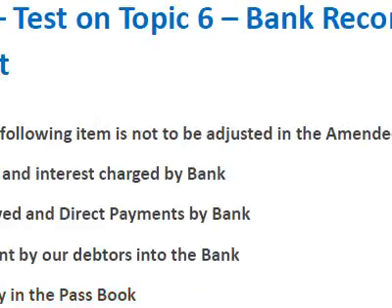Next, which of the following items is not to be adjusted in the amended cash book? Bank charges and interest charged by the bank. This entry should be made in the cash book. Interest allowed and direct payments by bank. This should also be made in the cash book. Direct payment by our debtors into the bank. Yes, this should also be entered in the cash book. Option D, a wrong entry in the passbook. So an error by the bank will not be adjusted in the cash book. It will appear in the reconciliation statement.